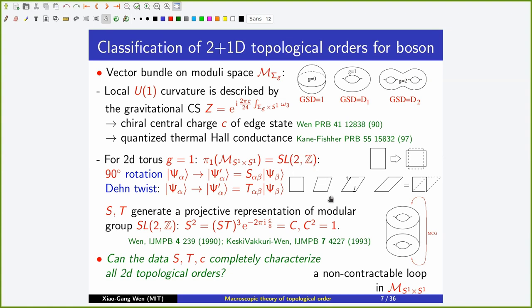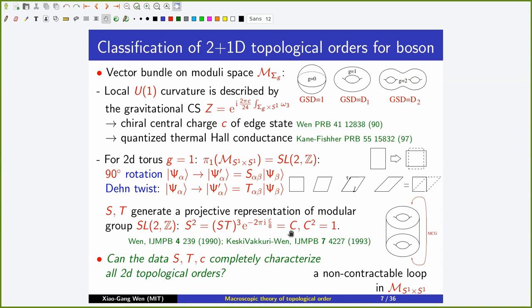So for this kind of geometrical transformation, we get the non-abelian Berry phase. It's given by two unitary matrices, the S and T matrices: S for the 90 degree rotation, T for the shear or Dehn twist. This ST matrix generates the SL(2,Z) representation. So in two dimensional topological order, in some sense we can say that the topological order is quantitatively described by the S matrix and T matrix, and they form an SL(2,Z) representation. This may be the key thing I just mentioned: the quantitative description of 2 plus 1 dimensional topological order.